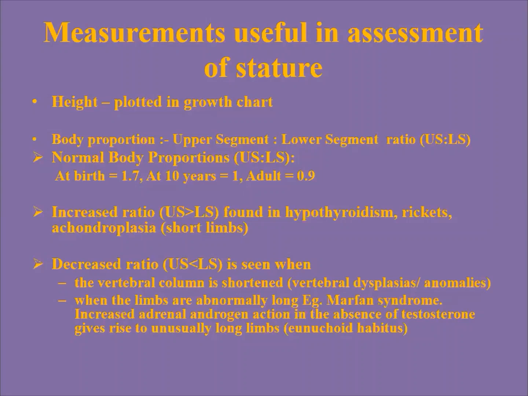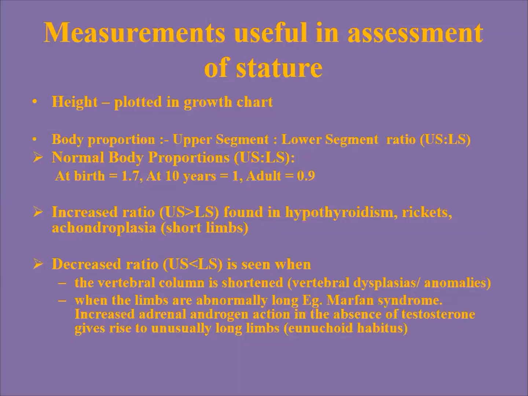Increased ratio, which means the upper segment is longer than the lower segment, is seen in certain conditions which we call infantile proportion because it's similar to that of a little baby. So it is seen in hypothyroidism where the growth is retarded, so the infantile proportions are maintained. Similarly, it can be found in rickets. This is mainly due to the shortening of the lower limbs. Similarly, in achondroplasia also, there are short limbs, therefore the ratio is greater than 1.